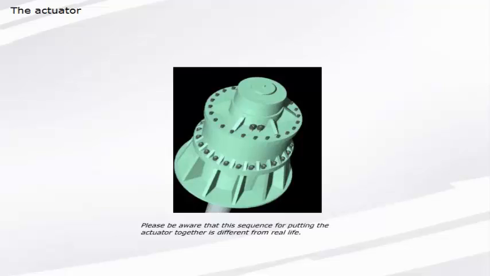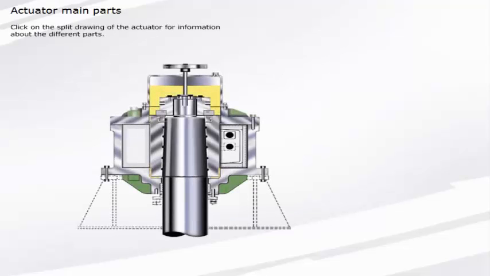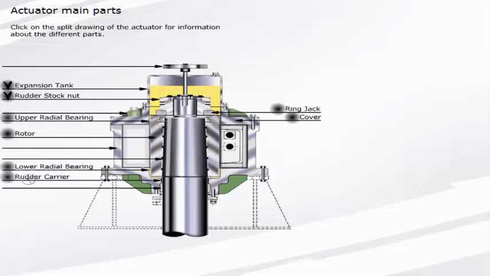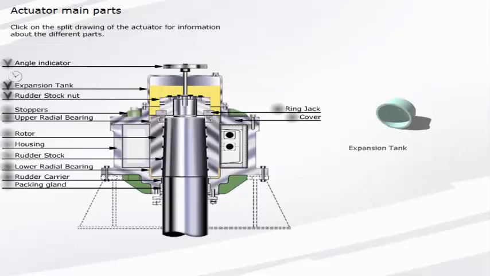Angle indicator. This is fixed to the rudder stock and shows the rudder angle. Expansion tank. This tank serves as an expansion tank for the system oil. Rudder stock nut. This nut acts as a securing device for the friction connection between the rudder stock and the rotor.